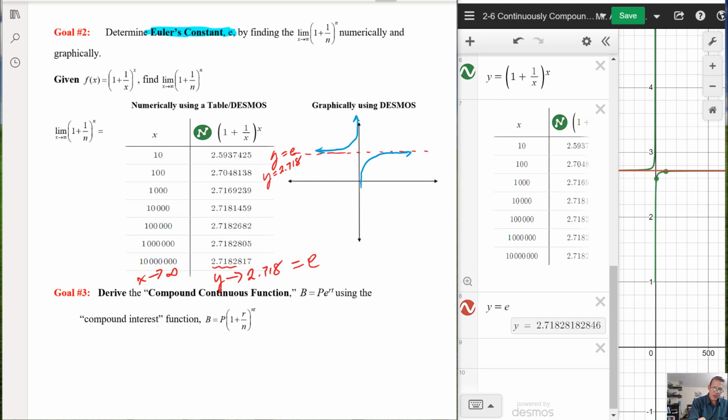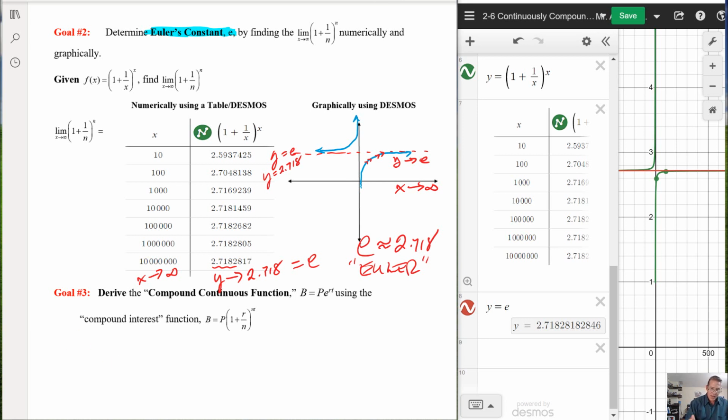All right, as we were talking about here, as x approaches infinity, the y values are getting bigger and bigger, and guess what? Y is approaching that famous number e, which is approximately 2.718. That's Euler's constant. You pronounce it Euler, not Euler, but Euler. Something's wrong with my pen right now, so I apologize. I'm trying to fix it as we speak.